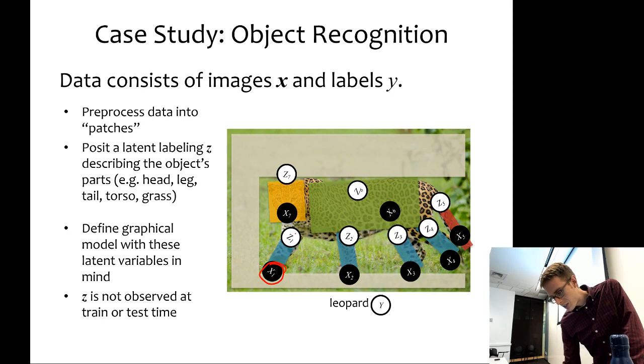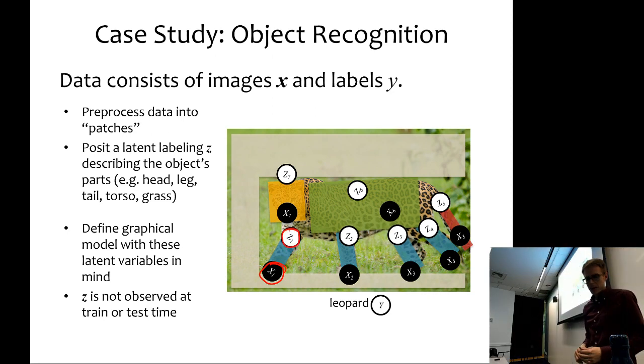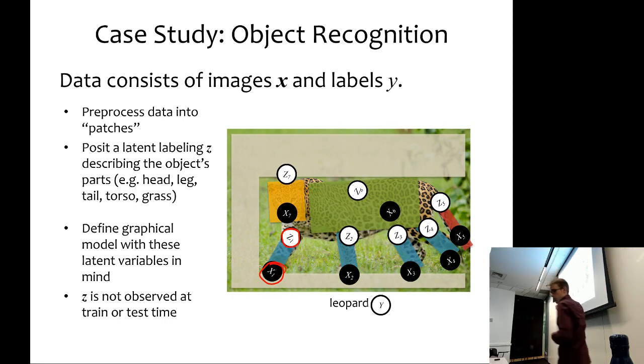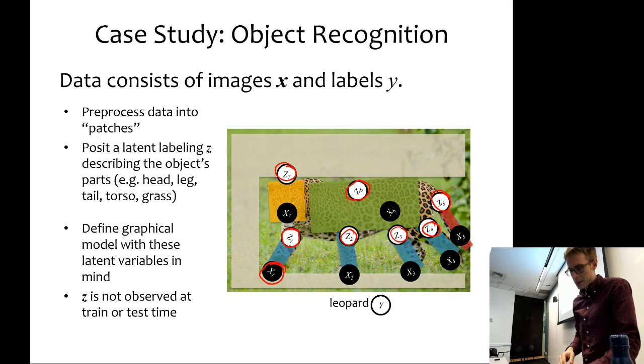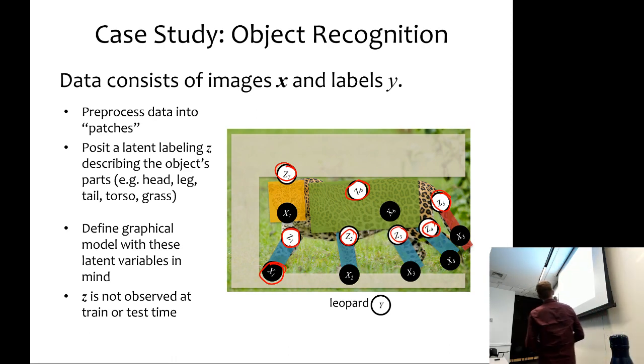Okay, and Z1, we're going to posit, is the labeling of that patch, right? So here, this should be labeled as leg, and this should be labeled as leg. Actually, all four of these should. And then Z5 over here should be labeled as tail, Z6 as torso, and Z7 as head. And we're going to assume that you could go in and label these patches with sensible labels like that.